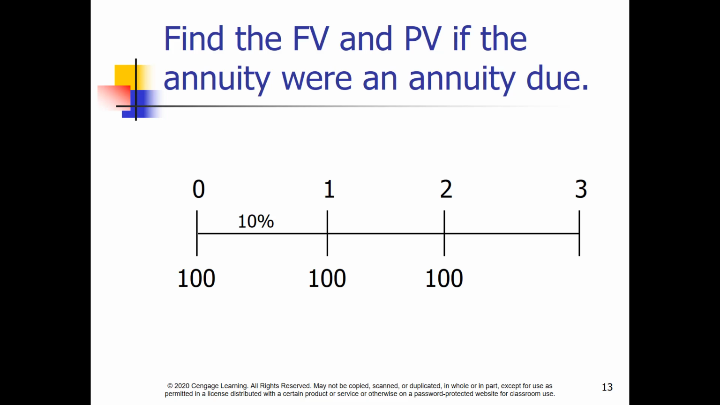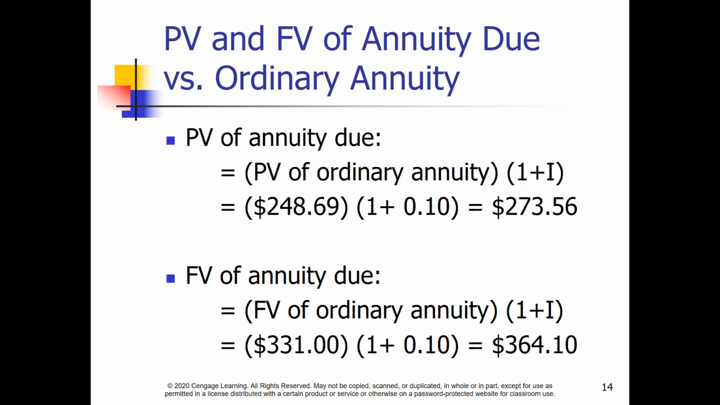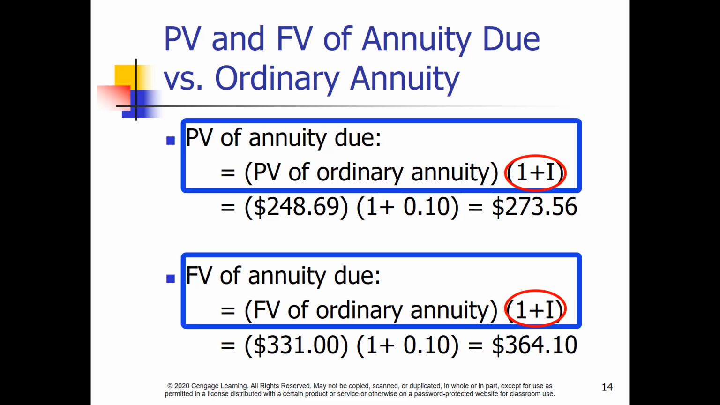Those we've looked at so far were ordinary annuities, with the cash flows occurring at the end of the periods. If the cash flows occur at the beginning, it's an annuity due, as shown above on the timeline. In the case of both the present value and future value of annuities due, their value is simply the value of the corresponding ordinary annuity times 1 plus the interest rate.